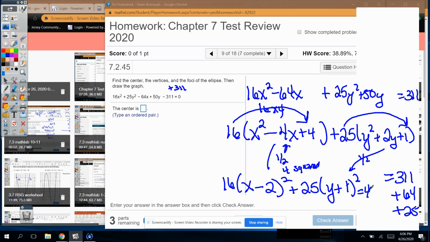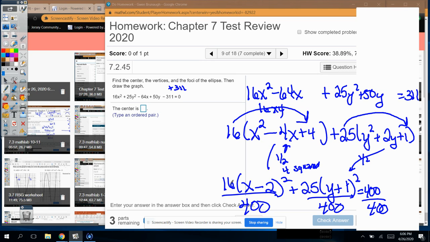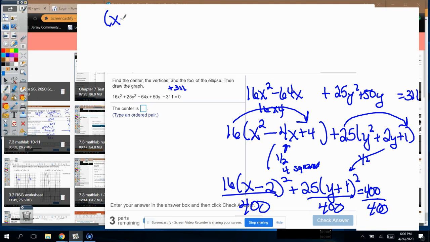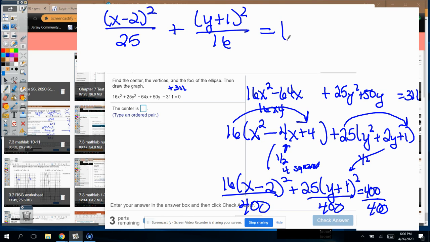It should always be a pretty nice number there. We are almost done. You divide all the pieces by that number, and you simplify those fractions. 16 over 400. It's going to be x minus 2 squared over 25, plus y plus 1 squared. 25 over 400 is 16. 1 over 16 equals 1.